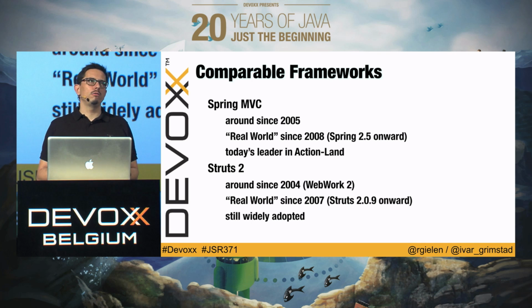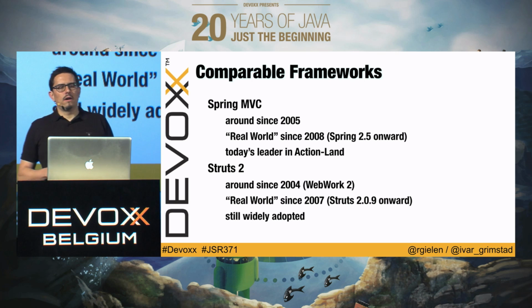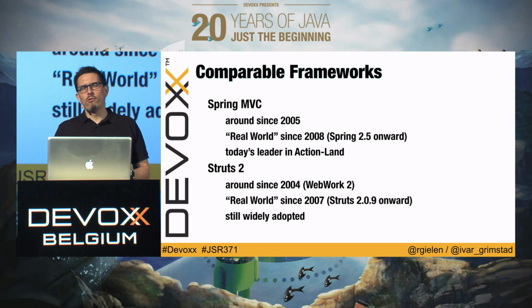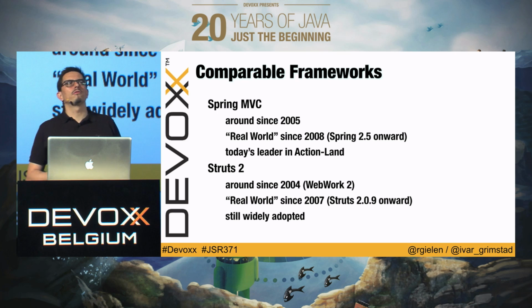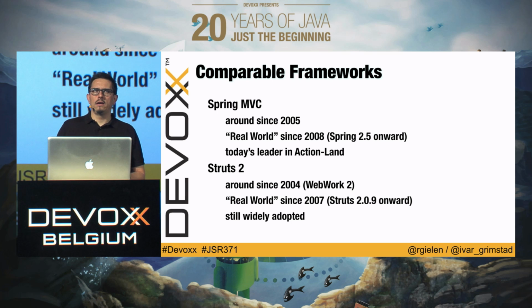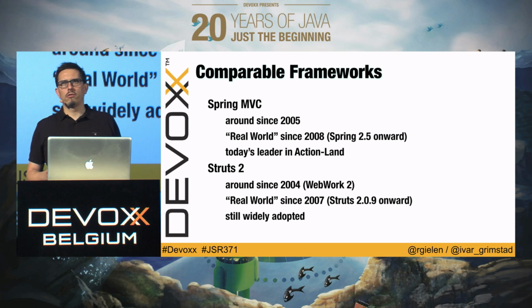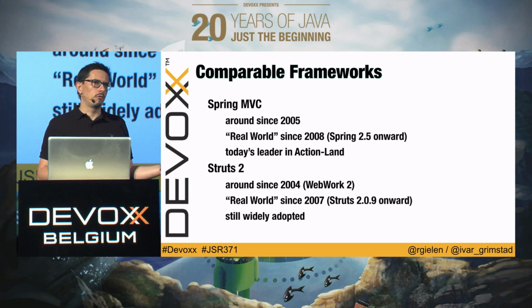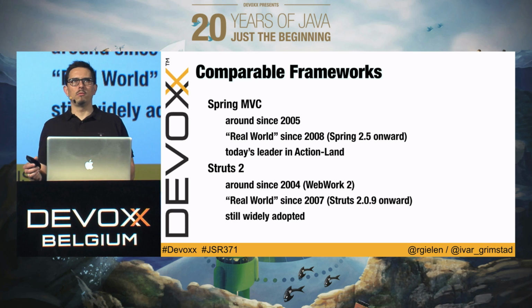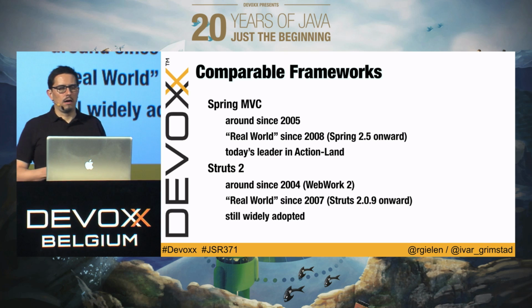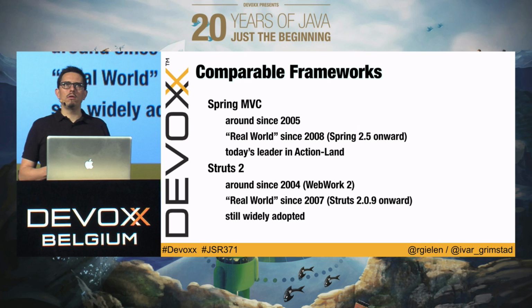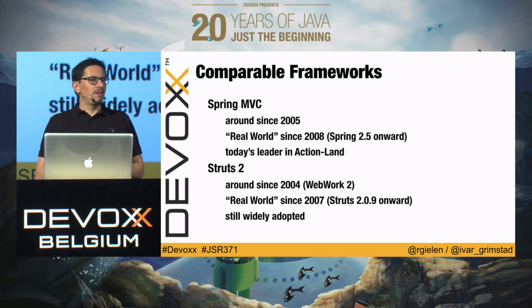Actually, when I look at a framework, I look at my experience, and I would say Spring MVC arrived around 2005, and for me, it got ready for production around 2008, when Spring 2.5 came out. And the same goes for Struts 2, which was formerly called WebWork. It has nothing to do with Struts 1 anymore, it's just rebranded. This started in 2004, but I wouldn't have used it.